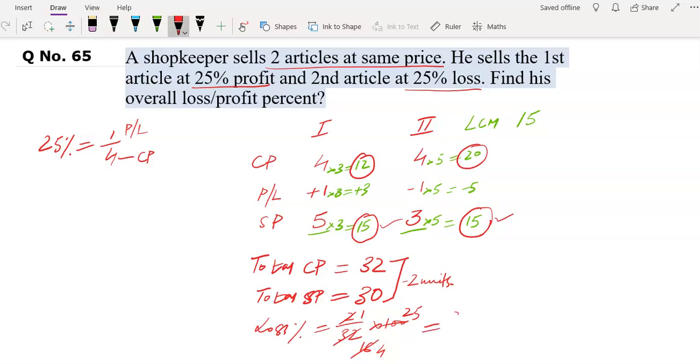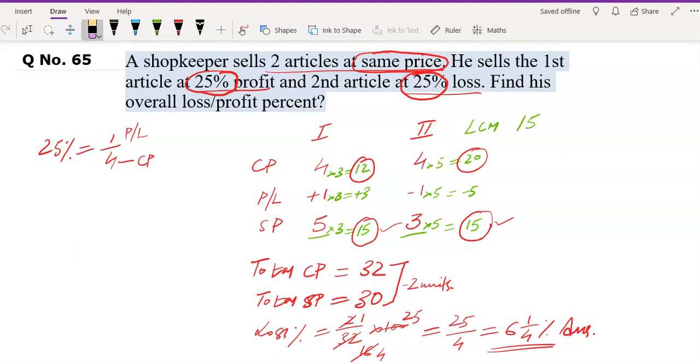So we have 25 by 4, and if we solve this, we will get 4 6s are 24, 1 by 4%. So our overall loss percent is 6 1 by 4%. Now this question can also be solved with a shortcut formula.